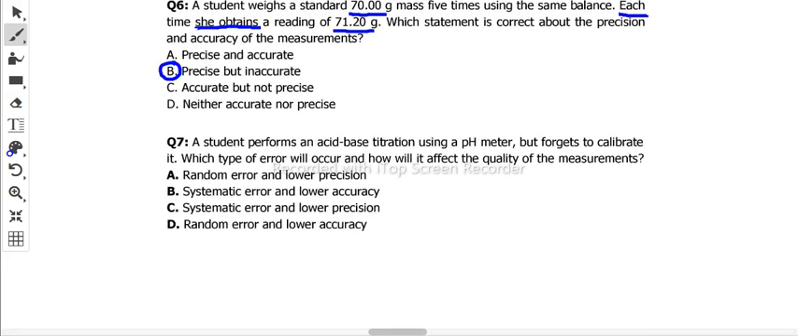Question 7. A student performs an acid-base titration using a pH meter, but forgets to calibrate it.